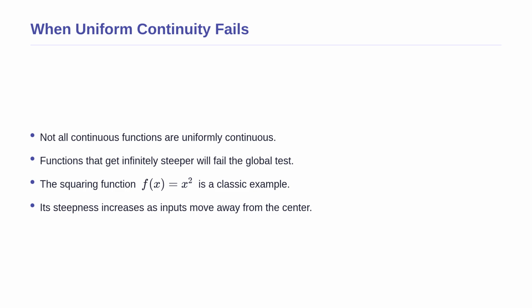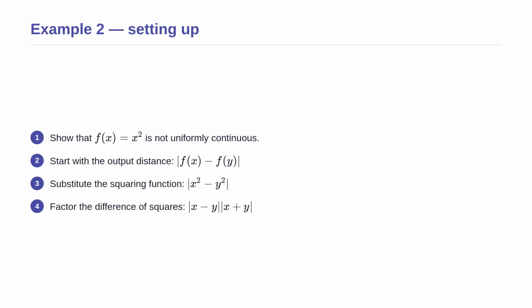As we saw in our earlier diagram, not all continuous functions are uniformly continuous. If a function represents a curve that gets steeper and steeper as you move away from the origin, it becomes impossible to pick a single universal delta for a given epsilon. The classic example of this is the squaring function, f of x equals x squared. Because its steepness constantly increases, any fixed tolerance window will eventually be broken. Let us prove mathematically why this failure happens.